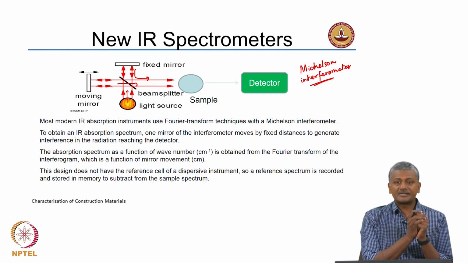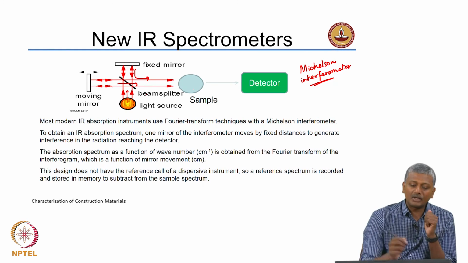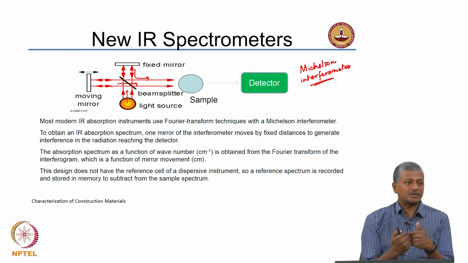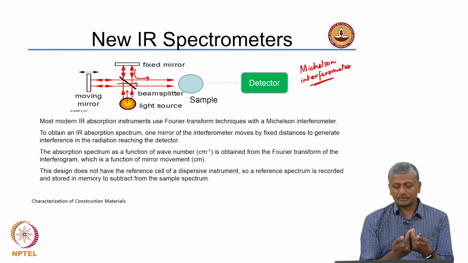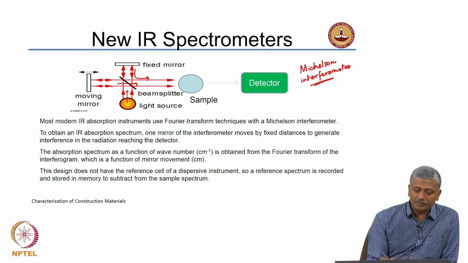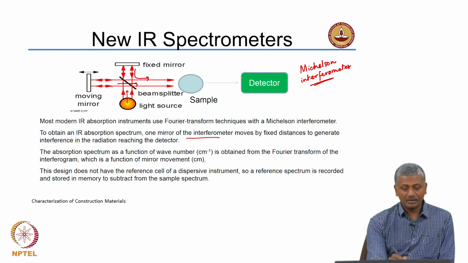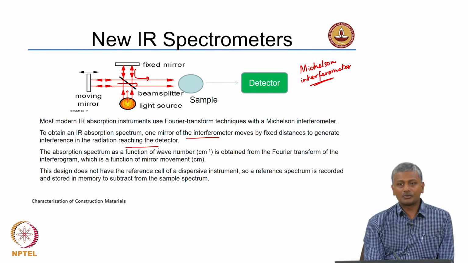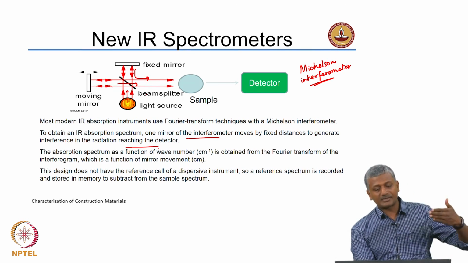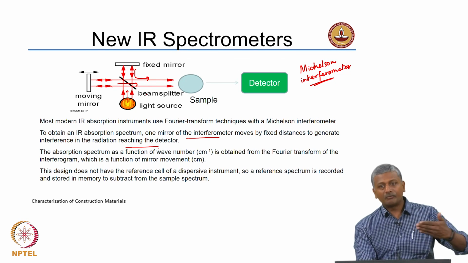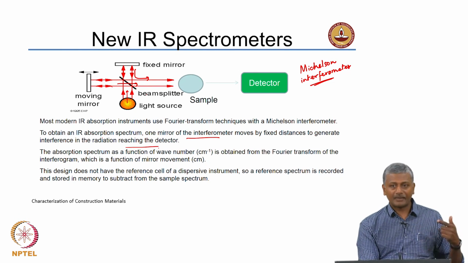As a result of this, you will produce light which comes out from this beam splitter going towards the sample, which has some constructive and some destructive wave nature. So, here to obtain the absorption spectrum, one mirror moves by fixed distances to generate interference in the radiation reaching the detector. What you are simply doing is, instead of sending the beam directly through the sample, you are causing it to have components that have constructive or destructive interference while you send it through the specific sample.